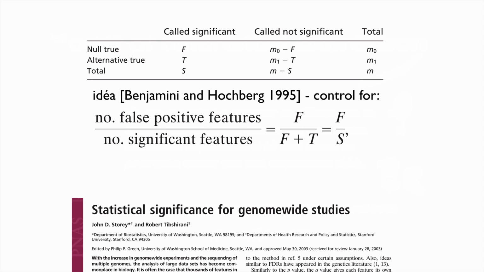This is an idea where the authors try to control what's known as the false discovery rate, namely the number of false positive features divided by the number of significant features. And this is something that they took from Benjamini and Hochberg in 1995.